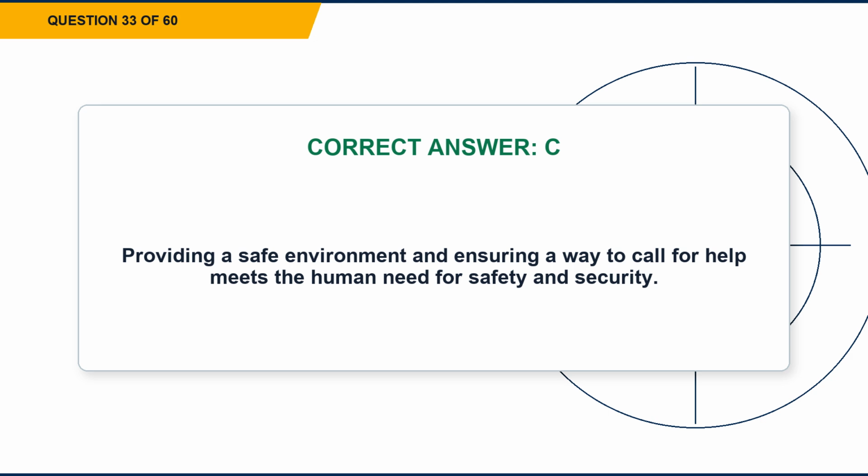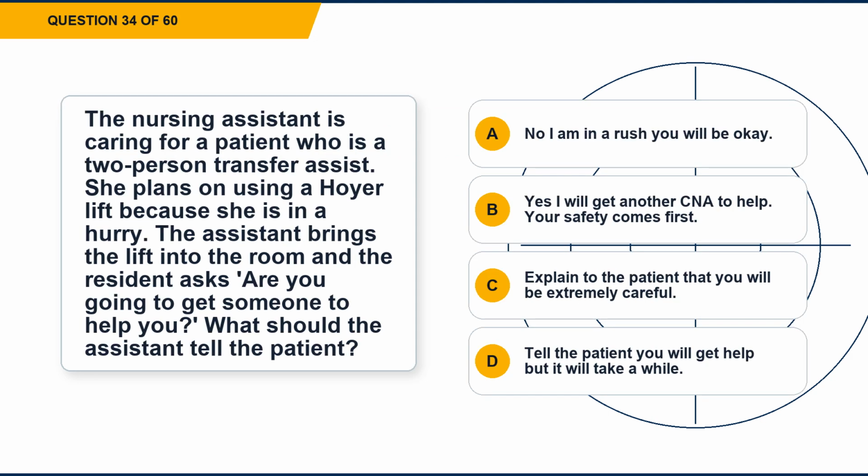Explanation. Providing a safe environment and ensuring a way to call for help meets the human need for safety and security. Question 34. The nursing assistant is caring for a patient who is a two-person transfer assist. She plans on using a Hoyer lift because she is in a hurry. The assistant brings the lift into the room and the resident asks, "Are you going to get someone to help you?" What should the assistant tell the patient?